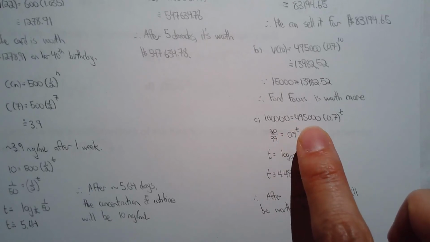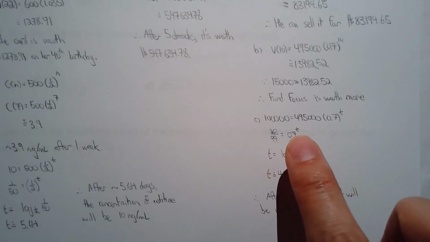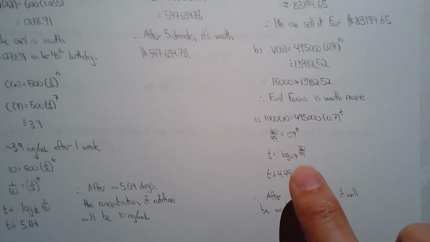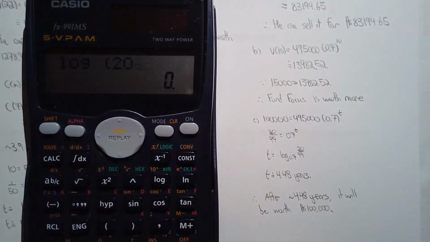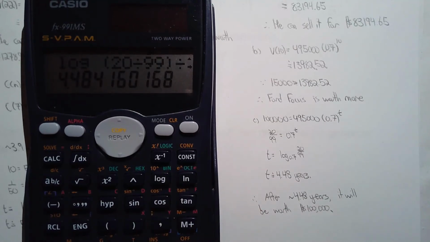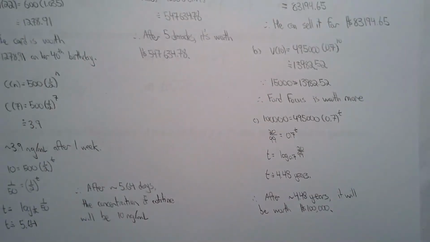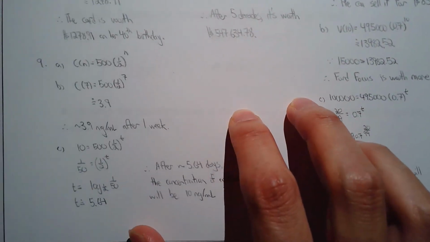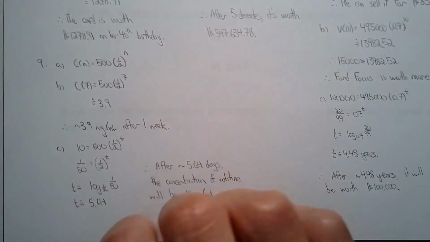And then you divide both sides by 495,000. Then, because you want to solve for the exponent, you need to convert it to logarithmic form, and then use your calculator to evaluate the logarithm. I'll just show you how I did that. There you go. The logarithm of the argument divided by the logarithm of the base. So in about 4.48 years, it will drop to a value of 100,000. Which is pretty sad.